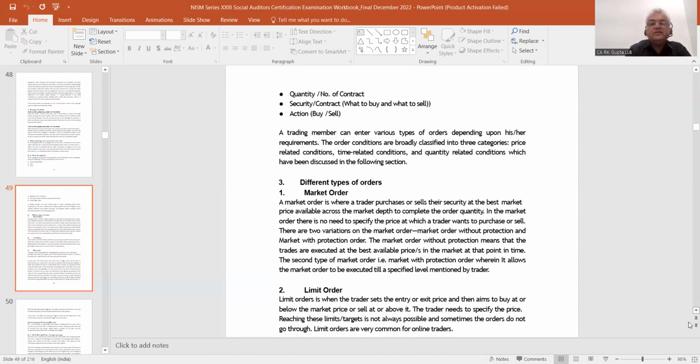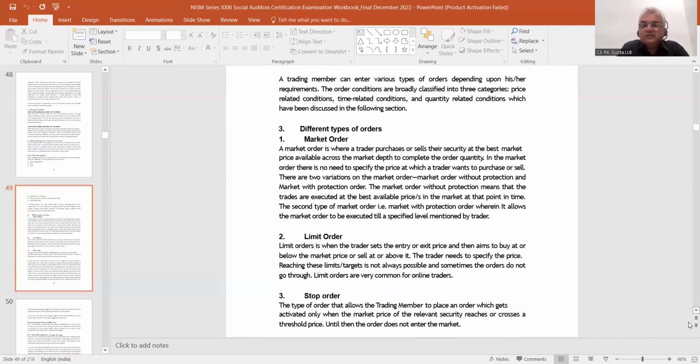Second type of order is limit order. Limit order is when the trader sets the entry or exit price and then aims to buy at or below the market price or sell at or above it. Because if you want to buy, then definitely your intention will be to buy at the minimum price. So you might specify the maximum price at which you want to buy, that okay, you buy at this price or lower than that. If you want to sell, then naturally the tendency will be to sell at the highest price. So you will say, okay, you sell at this price or above it. So this is the limit order.